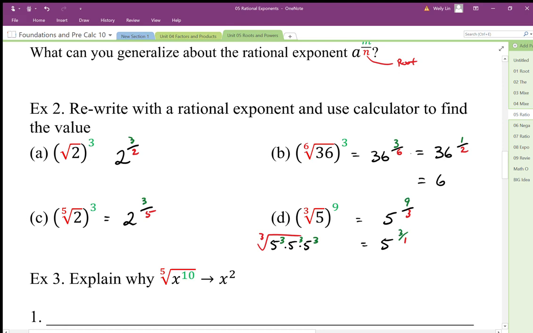Okay, so anytime we have this ratio of roots to powers, we can simplify because we can do these in groups of roots.